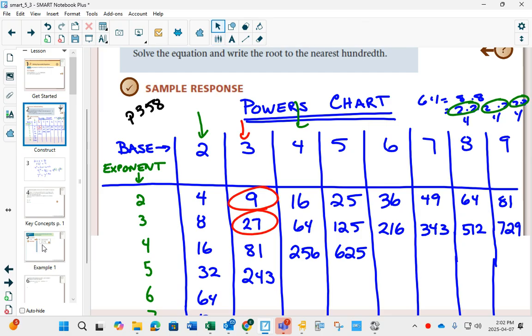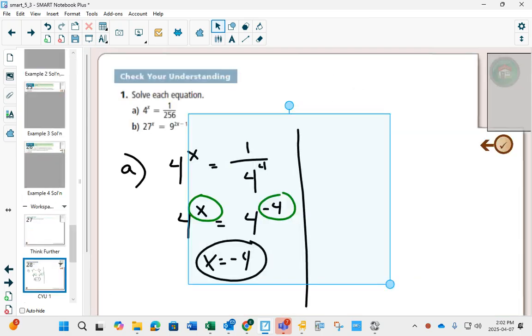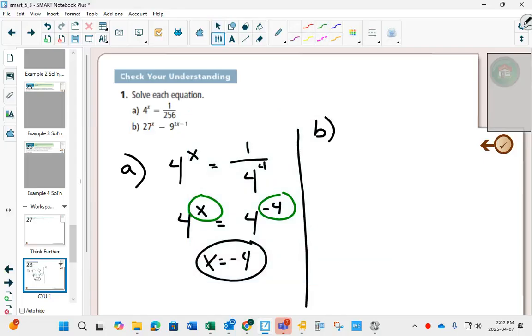So what we're going to do is we're going to take 9 and 27. I'm going to rewrite 27 as 3 cubed. There's still an exponent of x there. I'm going to rewrite 9 as 3 squared. And there's still an exponent of 2x minus 1 there. So go back to grade 9 exponent laws. An exponent to an exponent.